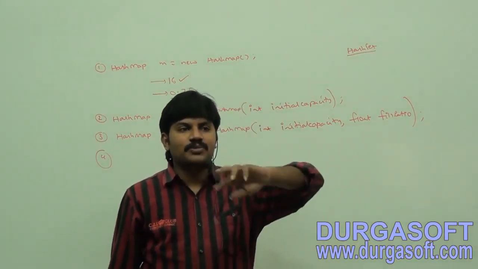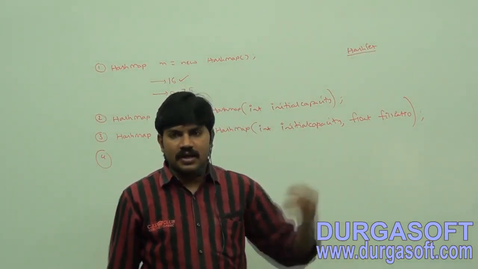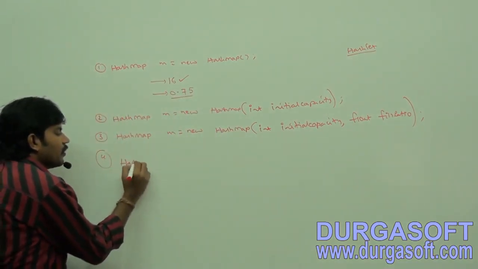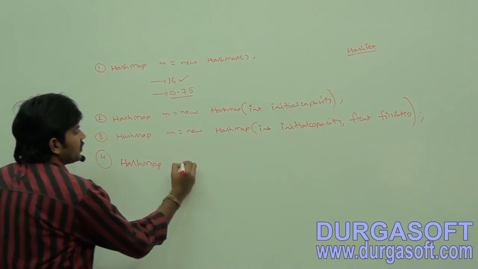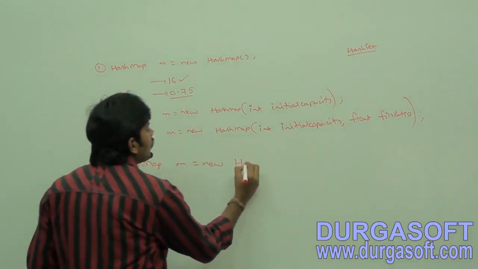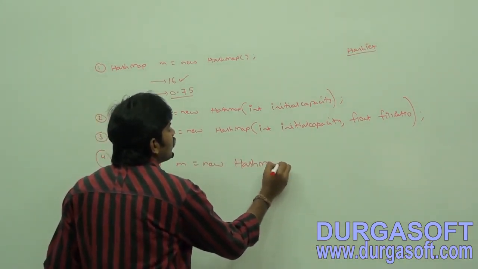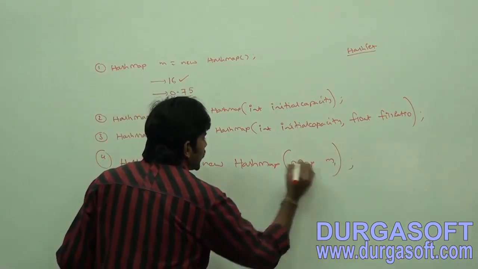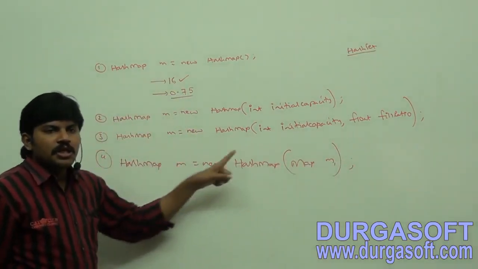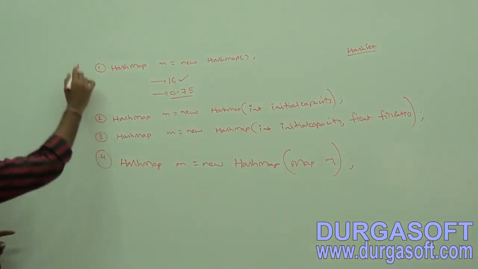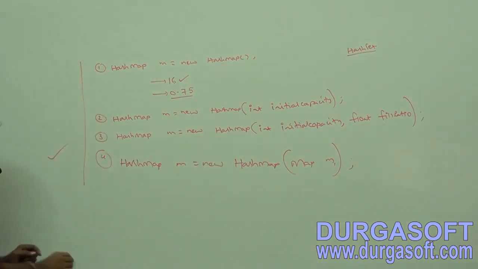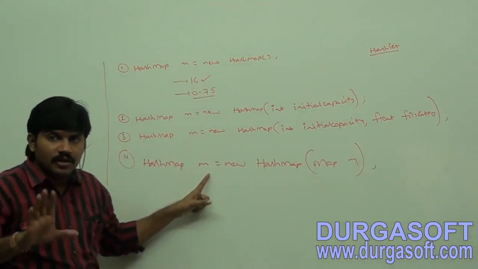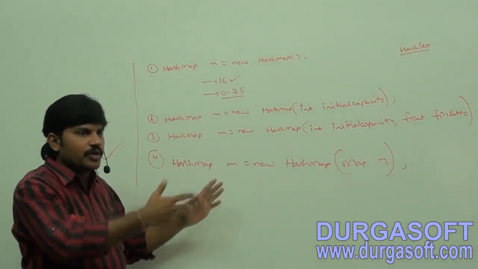Interconversion between map objects. Suppose I have a TreeMap and I want to create an equivalent HashMap: HashMap m = new HashMap(m). Sir, you can provide any map object. Now we get an equivalent HashMap object by default. Are you getting it? In total, how many constructors are there in HashMap? Four constructors, right?